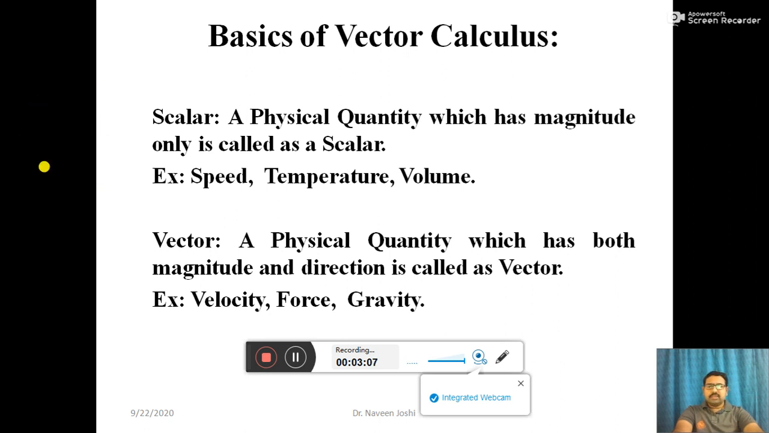Similarly, gravity is one more very good example of a vector, because whenever you throw some object towards the sky, it will definitely fall down to the ground. Why is it coming down? Due to gravity, the gravitational force. The gravitational force acts in the downward direction, towards the earth. Therefore it is an example of a vector.